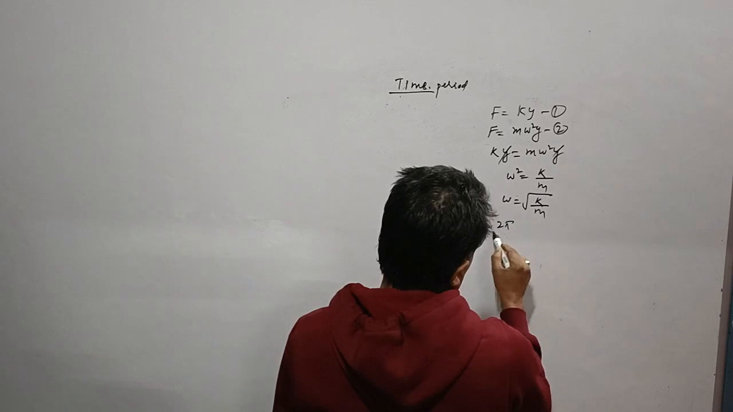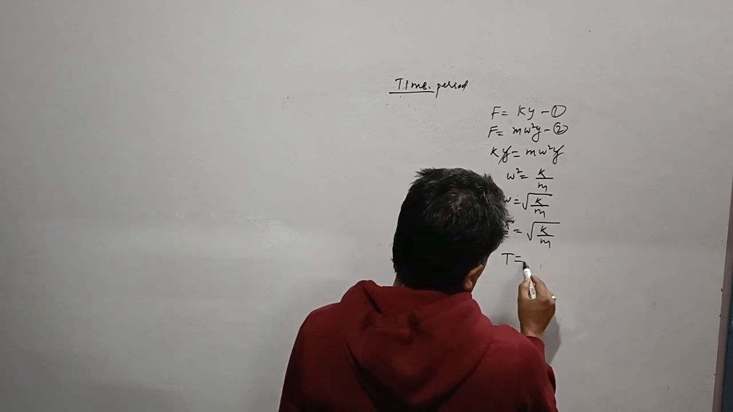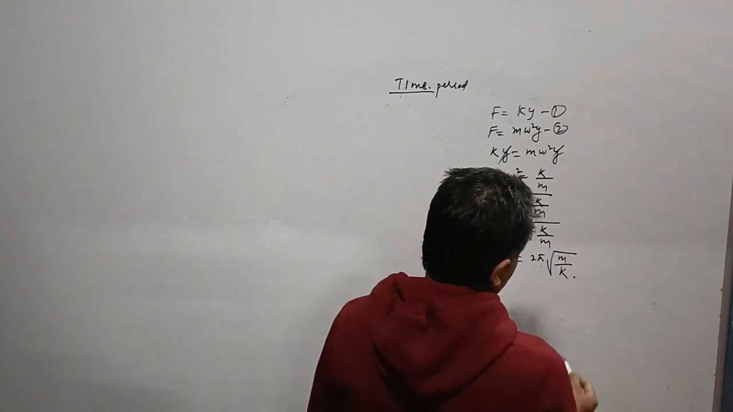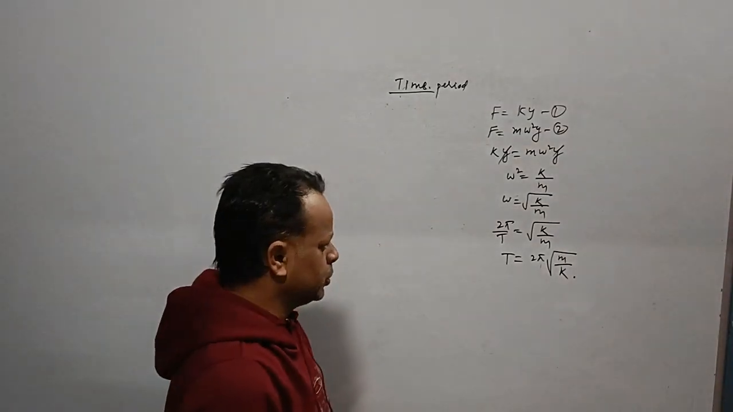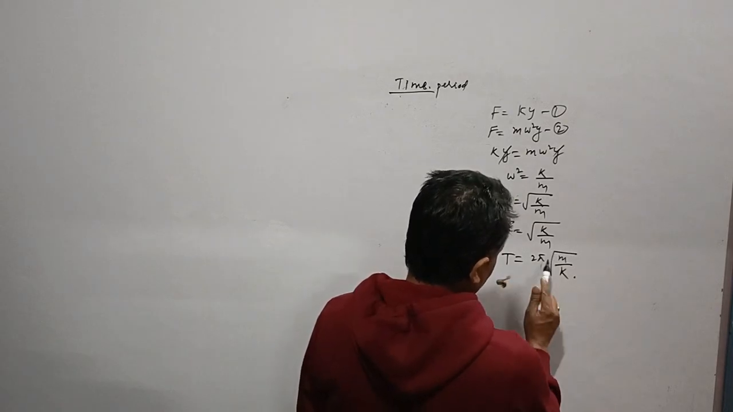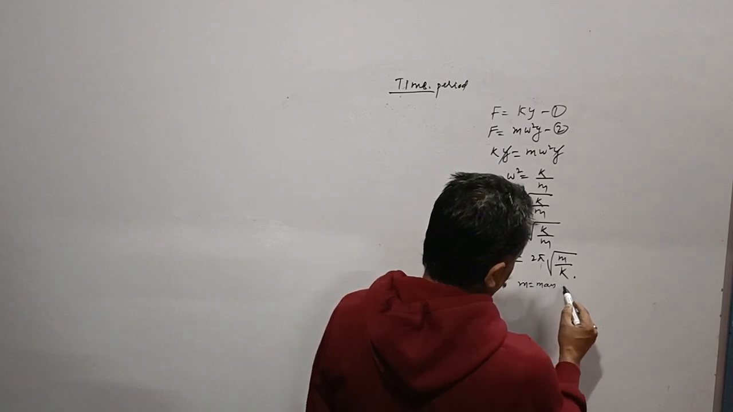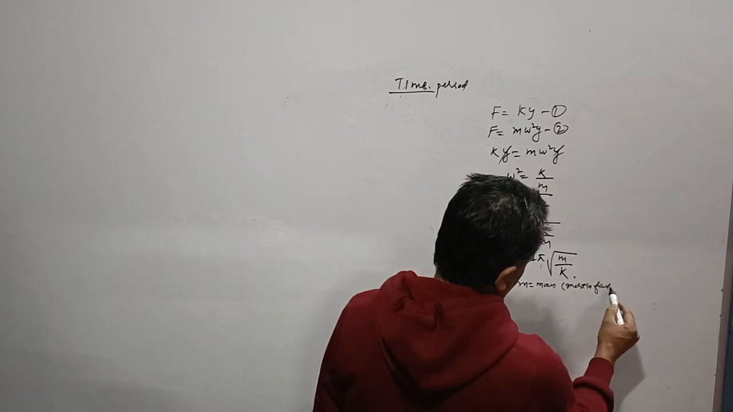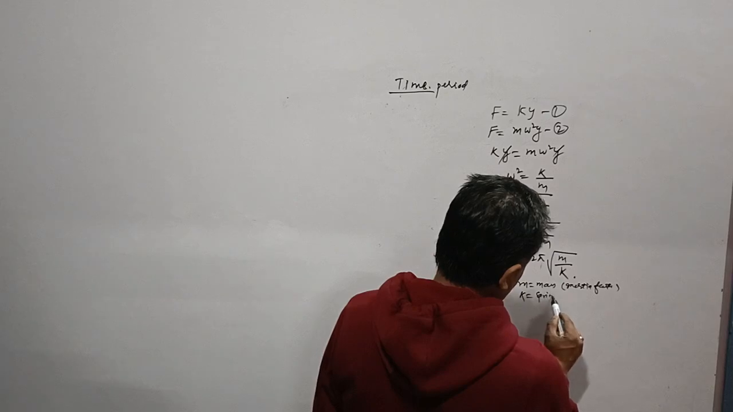Omega is 2 pi by T, that is equal to root over k by m. Time period is 2 pi root over m by k. The time period of any SHM will be related to this: T is equal to 2 pi root over m by k. Over here we need to remember that m represents mass, or we'll say the inertia factor, and k is the spring factor or spring constant.